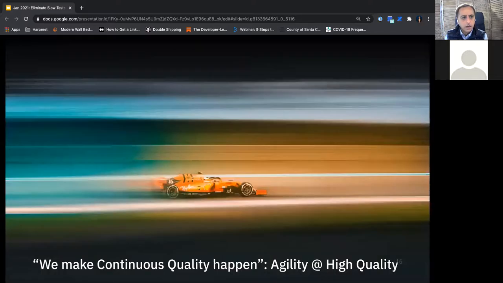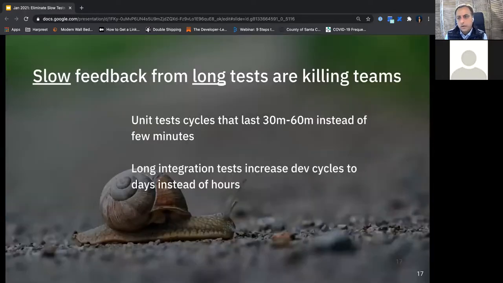And where we are taking Launchable is we think we can make continuous quality happen. That waterfall approach, the slide that I was talking about, we want to get rid of that and make quality much more continuous. To that end, where we are honing in is this notion of slow feedback that is killing teams. The way to think about this very simply is two sets of use cases.